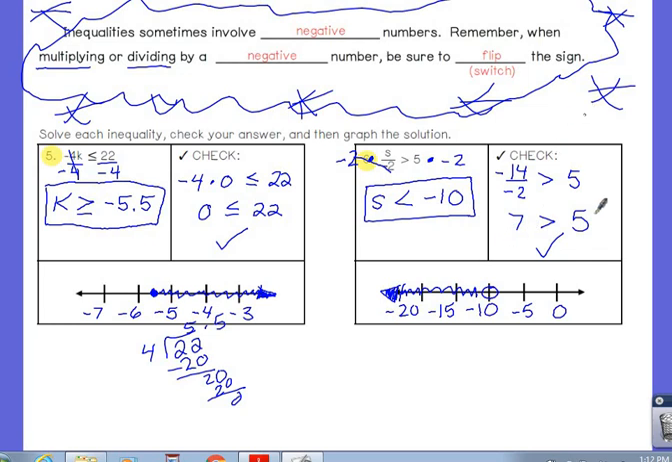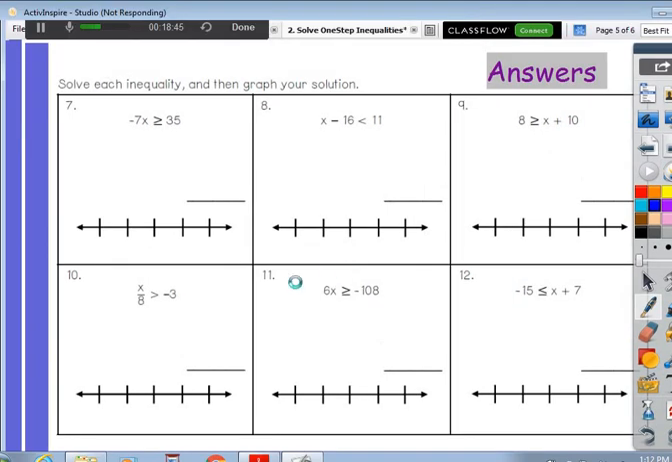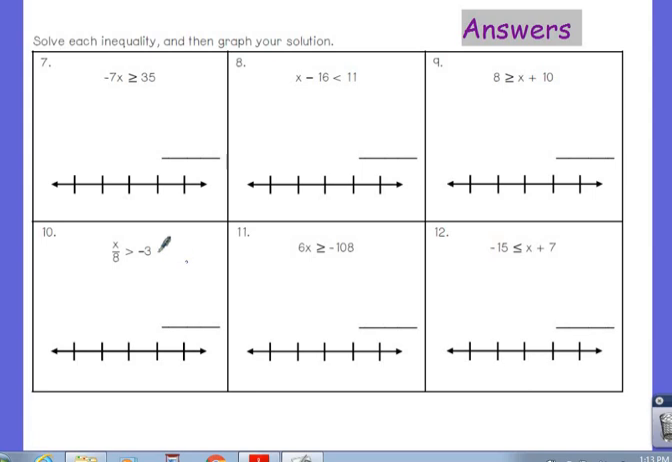I'm going to show you one more problem that some people struggle with. Number 10, take a look at number 10. What operation's going on? Division. What's opposite of division? Multiplication. I'm going to multiply both sides by 8. Was 8 negative? No. So I'm not flipping.